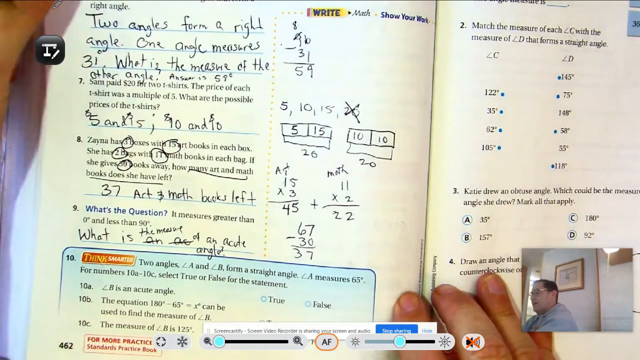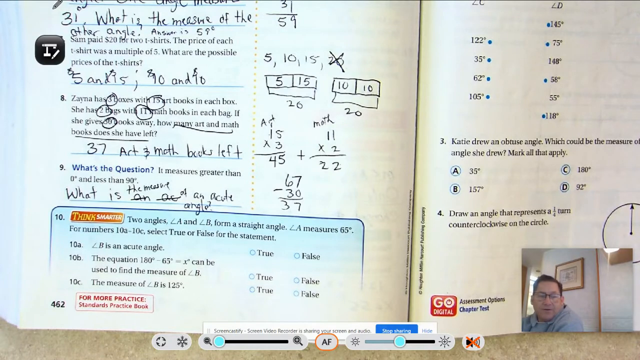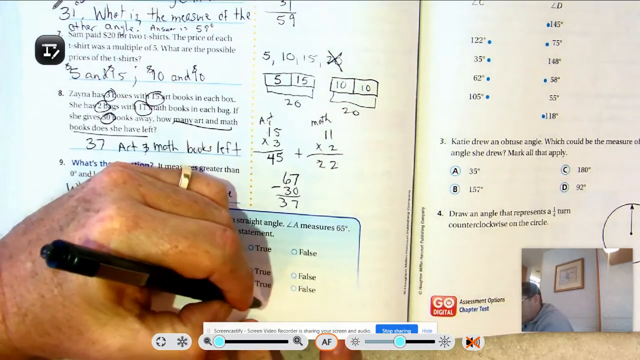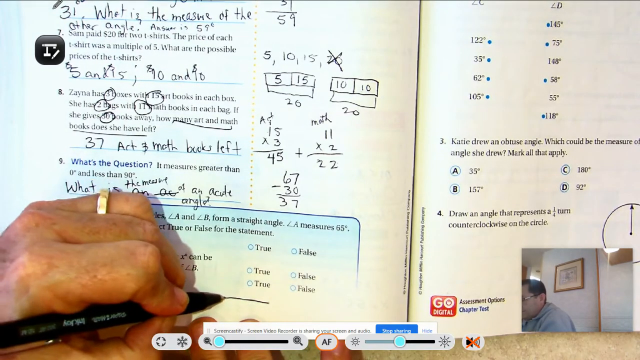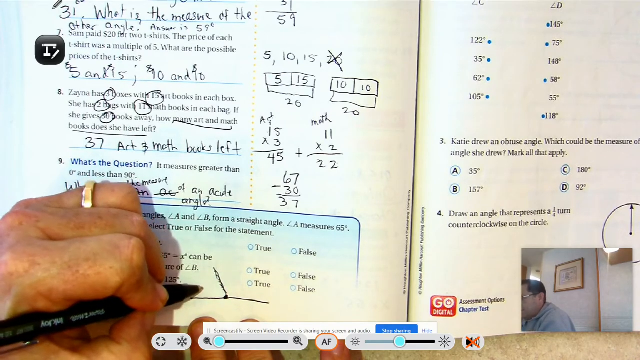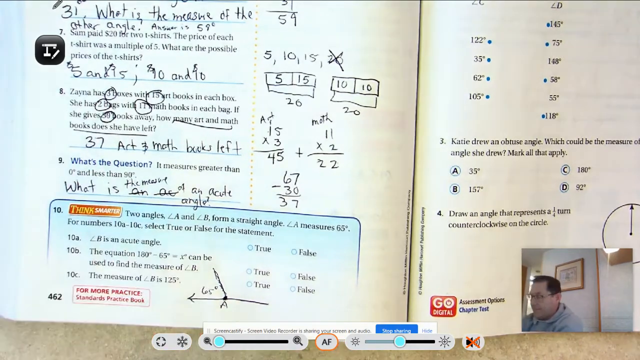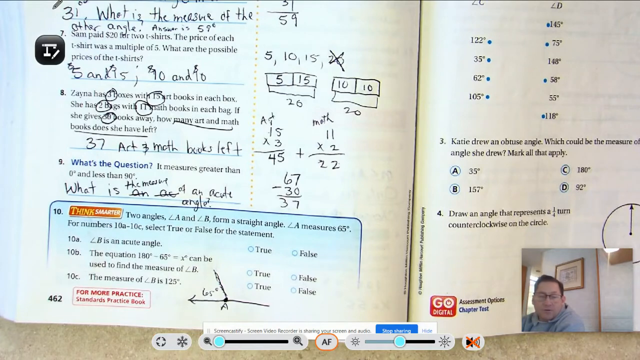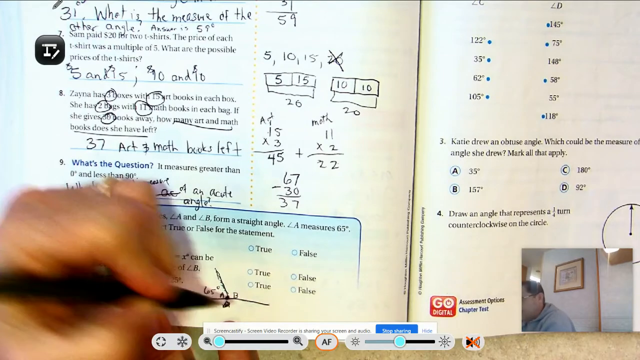Two angles, angle A and angle B, form a straight angle. Angle A measures 65 degrees. For numbers 10A through 10C, select true or false for the statement. Okay, well first let's draw our straight angle that they're saying. Angle A measures 65 degrees. Okay, I'm going to call that A right there. Angle B is an acute angle. So that's A and this is B.